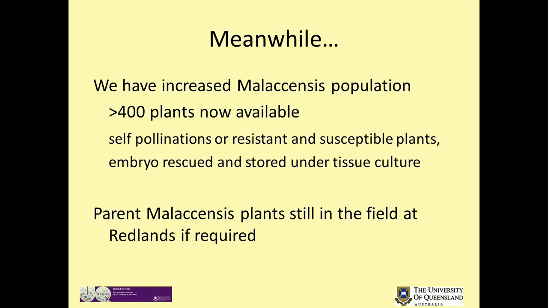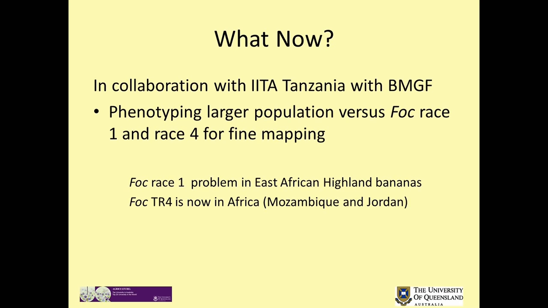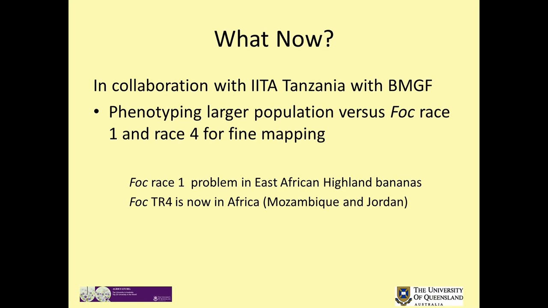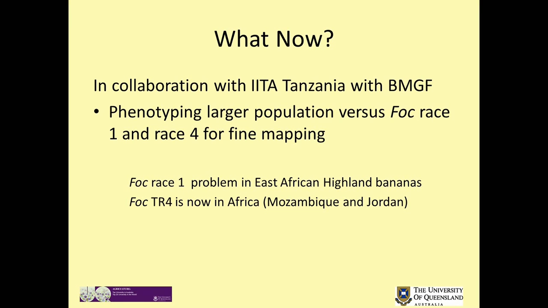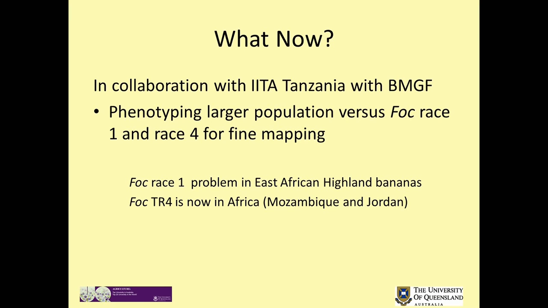So it's a long procedure, but we still have plants in the field, so we're going to increase that. But the good news is that in collaboration with IITA in Tanzania, we've managed to get some Bill and Melinda Gates funding to increase this population and do the phenotyping. In East Africa, race 1 is a big issue with the cooking bananas, particularly in Tanzania and Uganda. So they're interested not just in the race 4 resistance, but also in race 1 resistance.